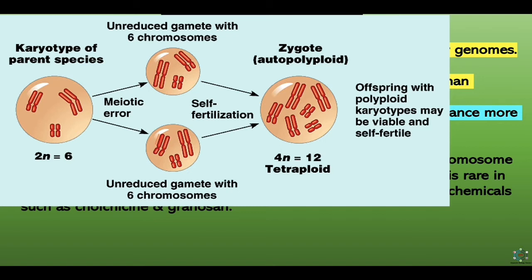Autopolyploidy is rare in nature. Here you can see the karyotype of the parent species, that is 2n equal to 6. In a meiotic error, unreduced gametes with 6 chromosomes form. After self-fertilization, the zygote formed is an autopolyploid, that is 4n equal to 12, which means a tetraploid condition. Offspring with polyploid karyotypes may be viable and self-fertile.